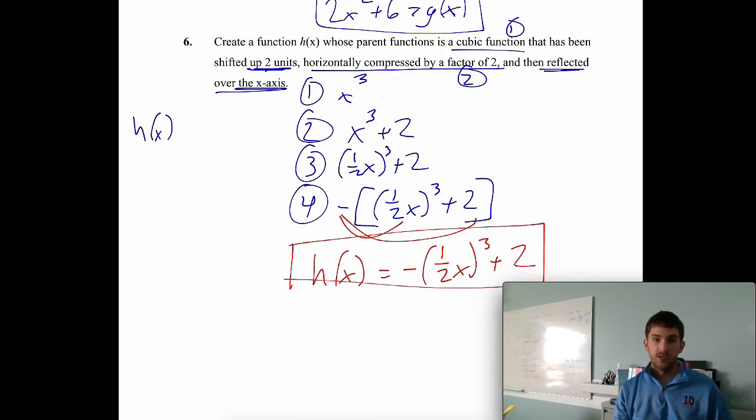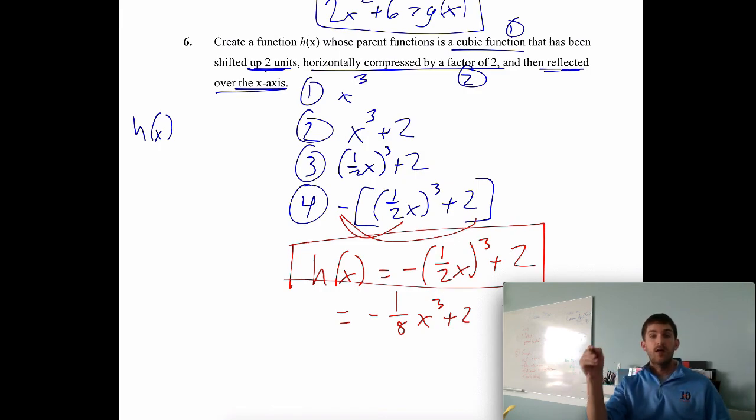Let me shift this a little bit so you can see it. That's probably the answer I'd be looking for. If you wanted to take the 1/2 x to the third power and actually distribute that exponent to the 1/2 and to the x, you'd end up with negative 1/8 x to the third plus 2.